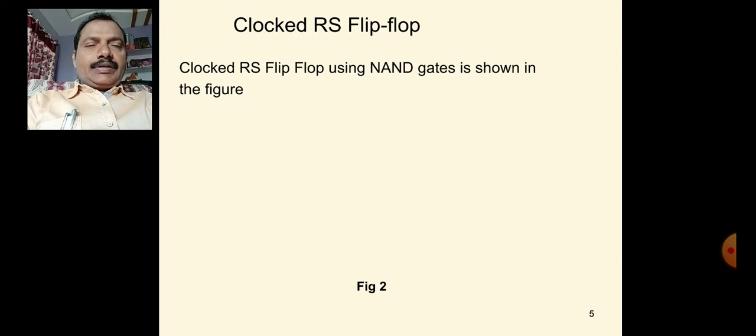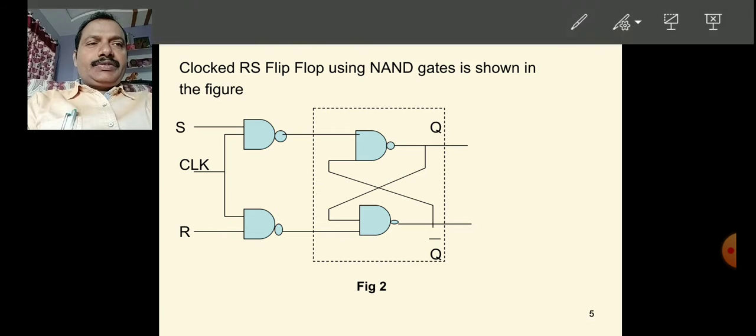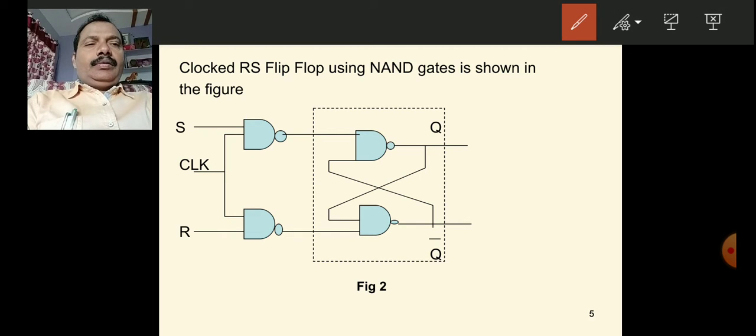So let us consider clocked RS flip-flop. So this is a clocked RS flip-flop using NAND gates. Here the basic latch is taken like this. This is the basic latch, the NAND latch like this. The Q is fed back as input to this NAND gate and this Q bar is fed back to the upper NAND gate like this. This is the latch.